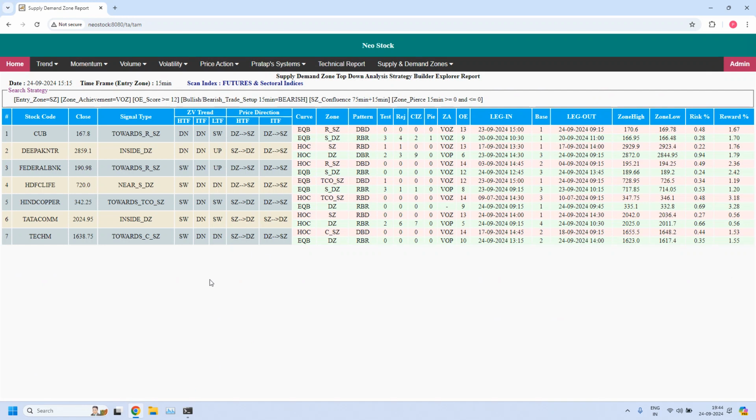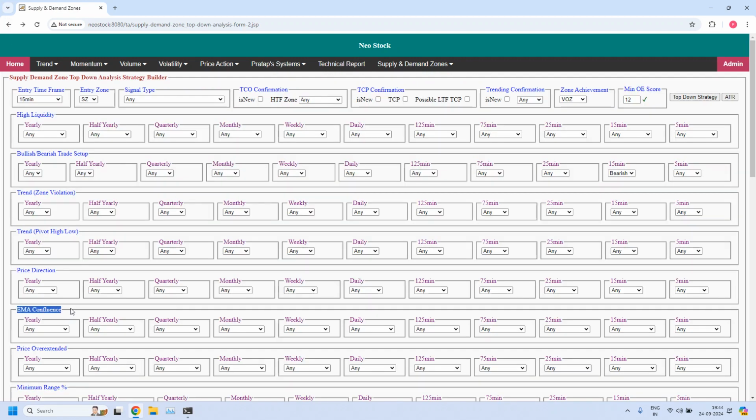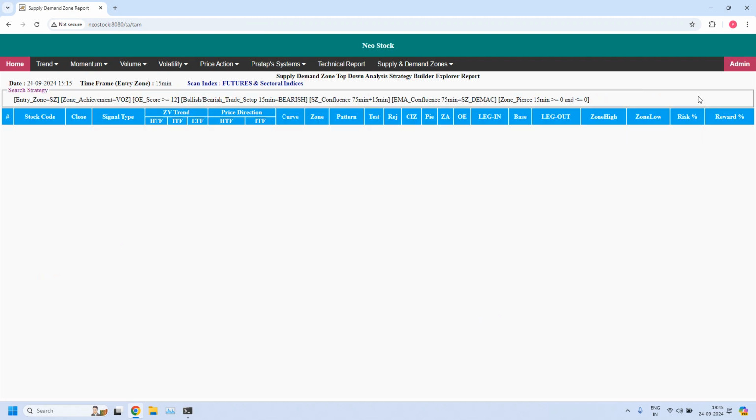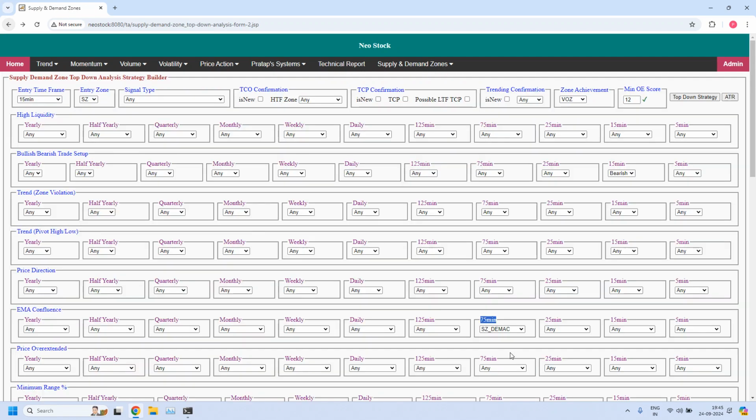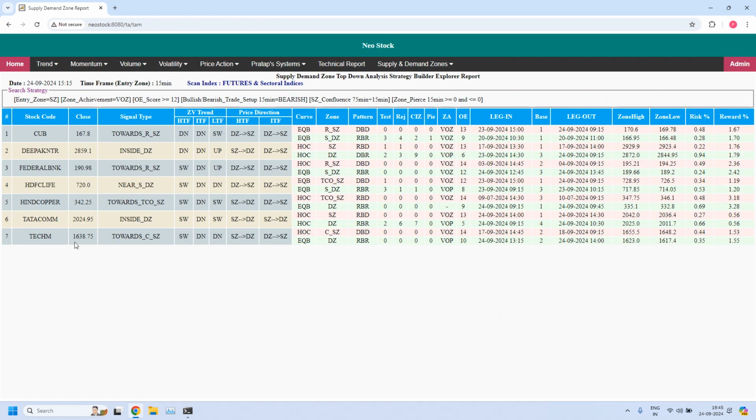Okay, to further improve the probability, let's verify again out of these 7, how many are having an EMA confluence. That means the 75 minute zone, because the 15-minute zone is part of 75. If the 75-minute zone is having daily EMA confluence, it's a high probability setup. So in the EMA confluence at 75 minutes time frame, 75 minutes supply zone with daily EMA confluence. So none of the stocks are having EMA confluence with the 75-minute zone, so no issues. Now without this EMA confluence, earlier how many? 7 stocks filtered, right? Okay, out of these 7, how many are having LTF, ITF and HTF confluence?